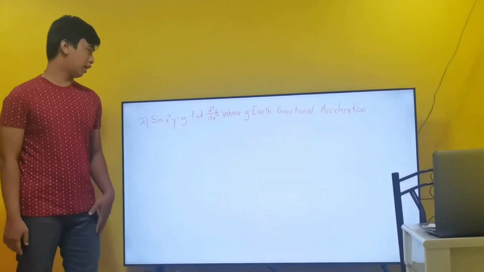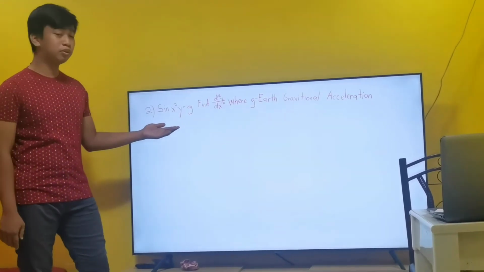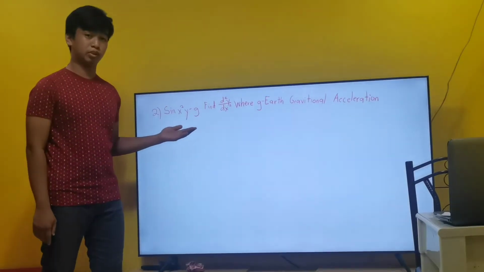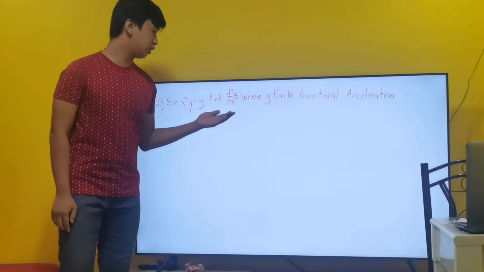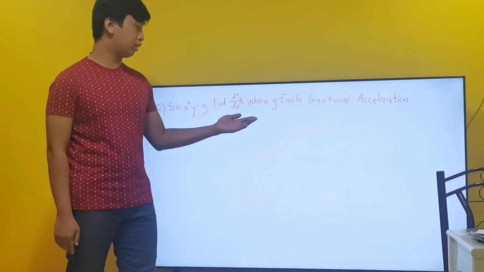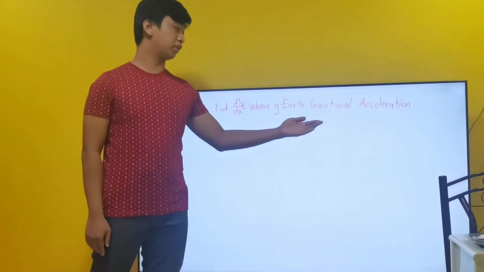So now let's proceed to problem number 2. sin(x squared y) is equal to g. Find d squared y over dx squared, where g is the Earth's gravitational acceleration.